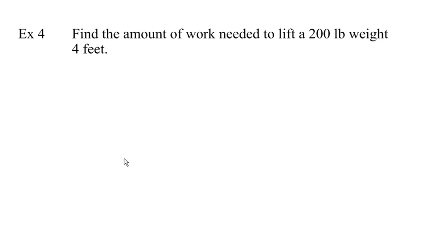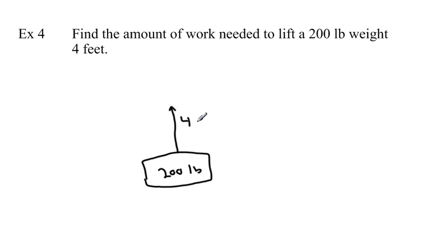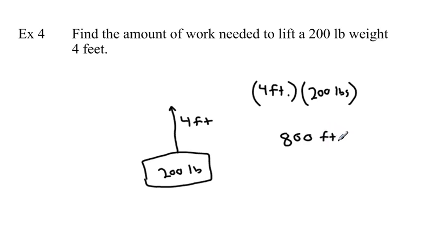So in this case, we're just taking this weight, whatever it is, I'll draw it right here. Here's 200 pounds. And we're lifting it straight up 4 feet. Well, if the amount of force is the same direction as where the thing's moving, work is pretty easy. We could take the magnitude, which is 4 feet, times the amount of weight in this case, which is 200 pounds. And the amount of work is going to be the product of those two quantities. So 800, my unit here is foot-pounds.